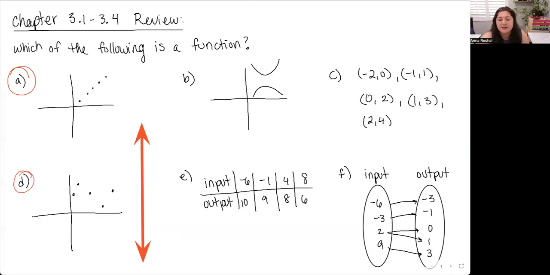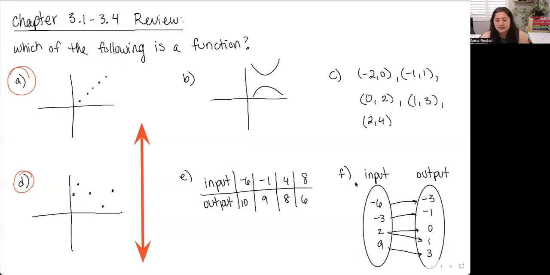Another way that I can be asked, is something a function, is if I have a set of points. Now, a set of points can look like problem C, a set of points can look like an input-output table, and a set of points can look like one of these input-output diagrams.